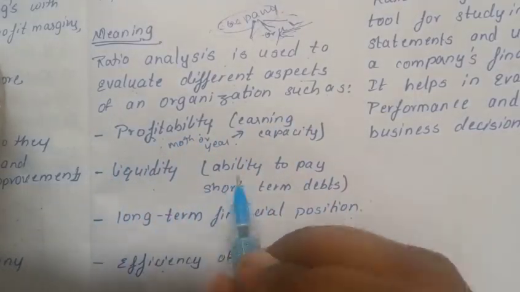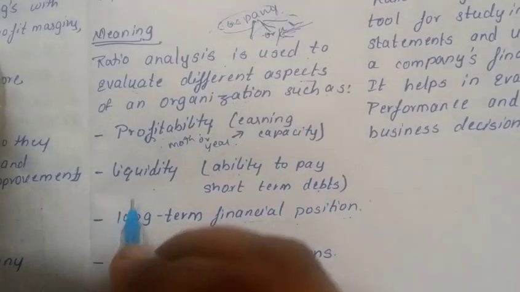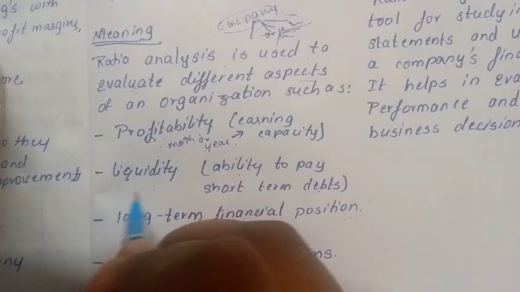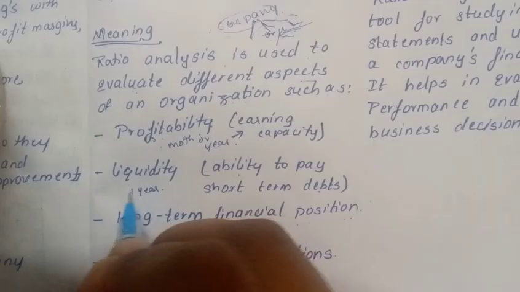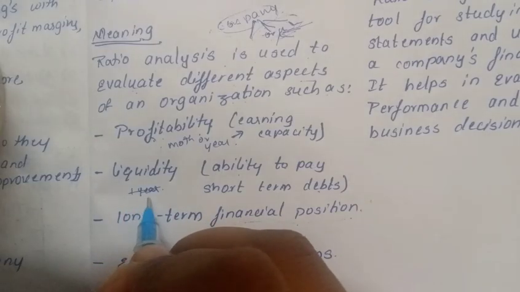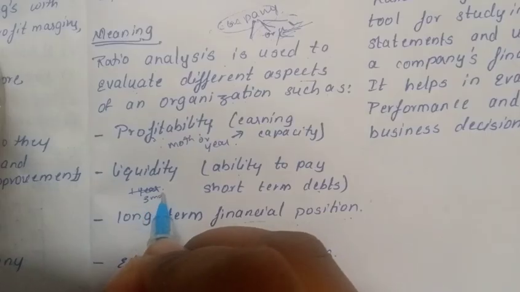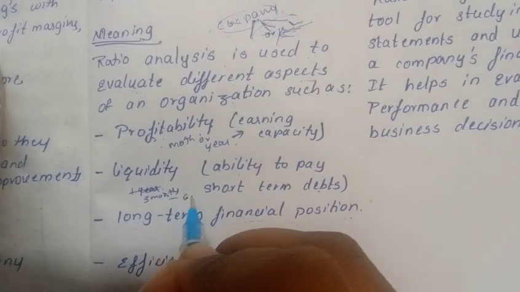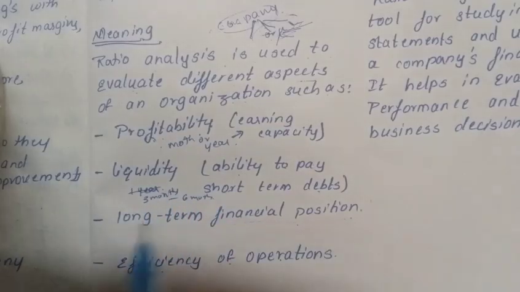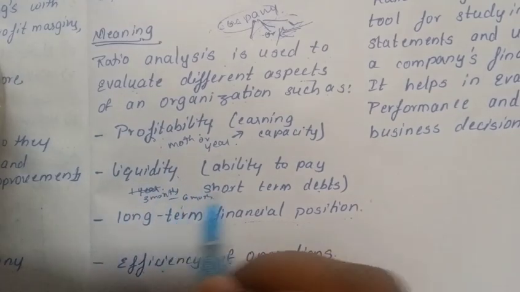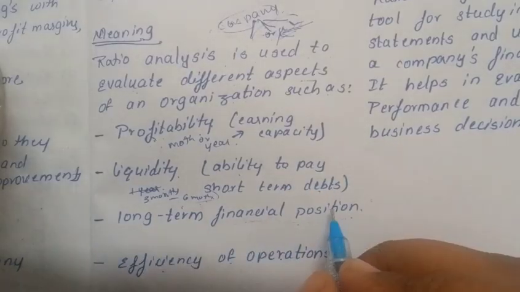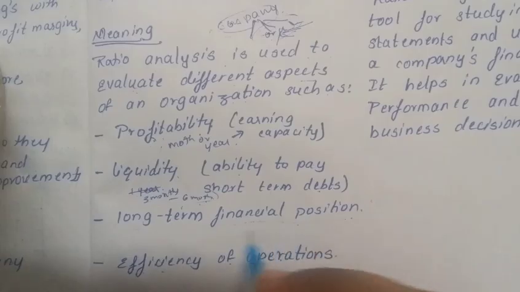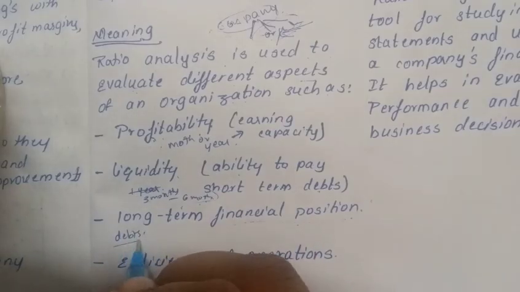Liquidity, what is liquidity? Being able to pay short-term debts. If we have taken a short-term debt, like 1 year, or otherwise 3 months, 3 to 6 months, most of these are short-term debts. So liquidity means being able to pay short-term debts, which are of 3 to 6 months. Long-term financial position means debts are there.